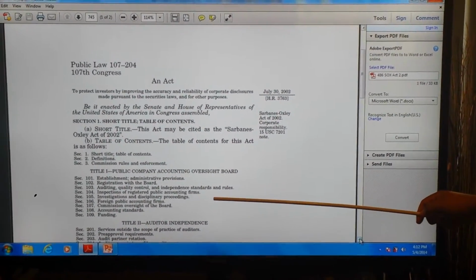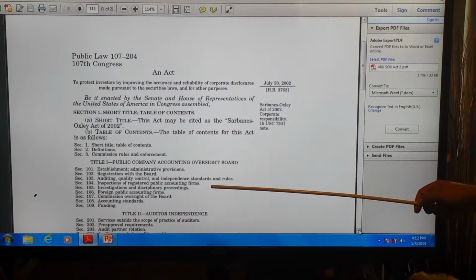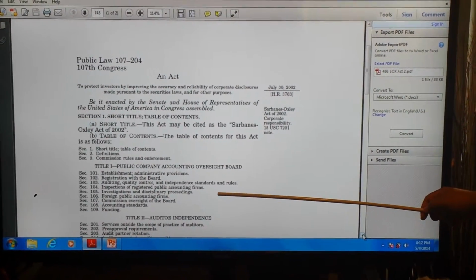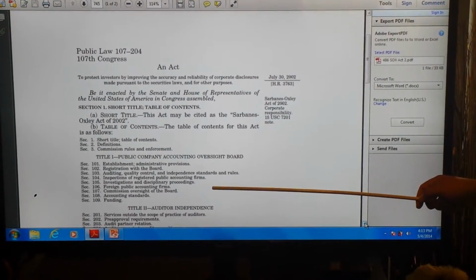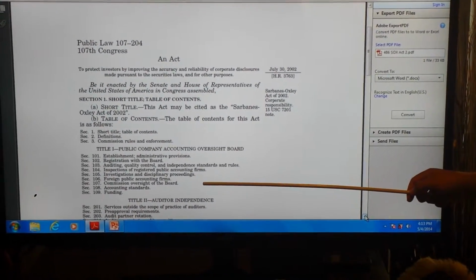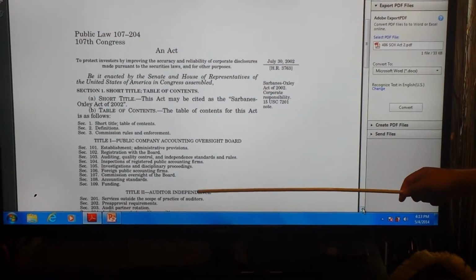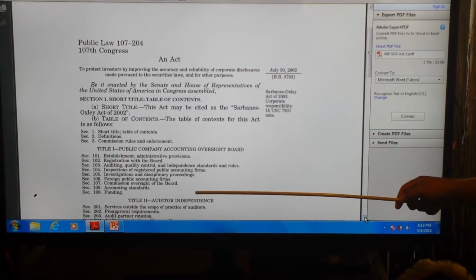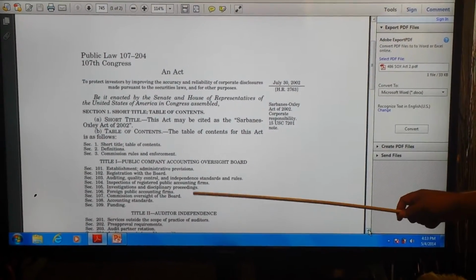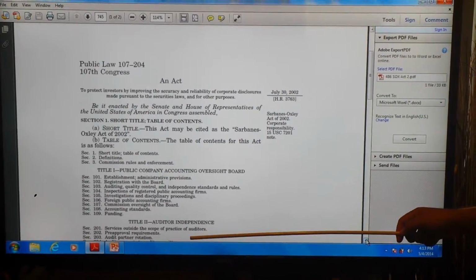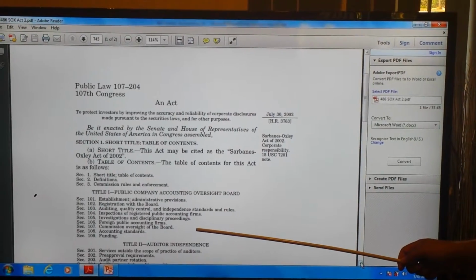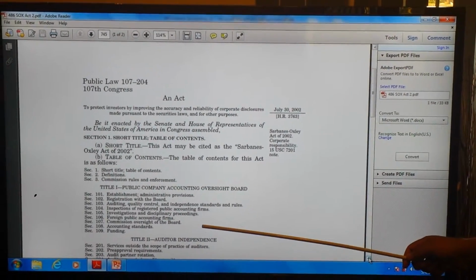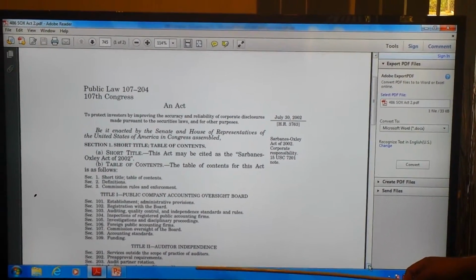Section 104, inspections of registered public accounting firms. Section 105 is investigations and disciplinary proceedings. 106 is foreign public accounting firms. 107 is commission oversight of the board. 108 is accounting standards. And 109 is funding. So this goes about creating the PCAOB, how it will be funded, and what the responsibilities are.